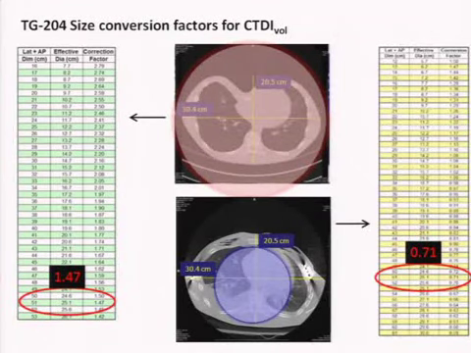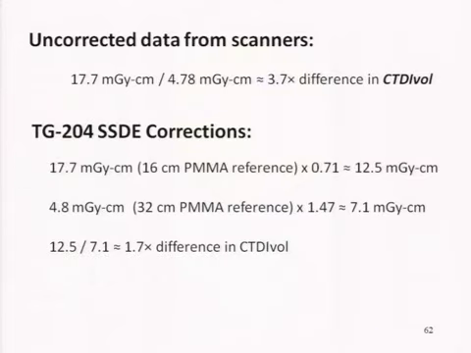And so Tony and I went in and we looked and we realized that one of the scanners was basing its CTDI vol value on the 32 centimeter phantom and the other one was on the 16 centimeter phantom. And so we used the correction factor. Diana may or may not show these tables, but these are part of TG204. And so before, the raw data, as listed by the machines, had a 3.7 difference in CTDI vol.